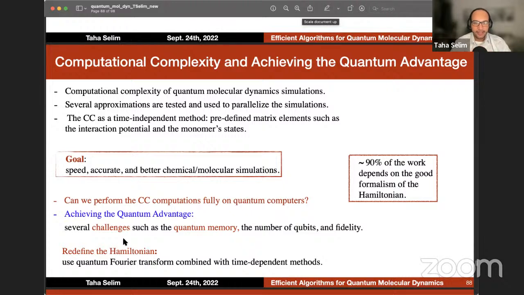The second thing is the formalism of the Hamiltonian. The Hamiltonian has to be in a time-dependent format, and it has to be formulated in a smart way to be mapped directly onto a quantum algorithm without too much wiring or lengthy circuits.